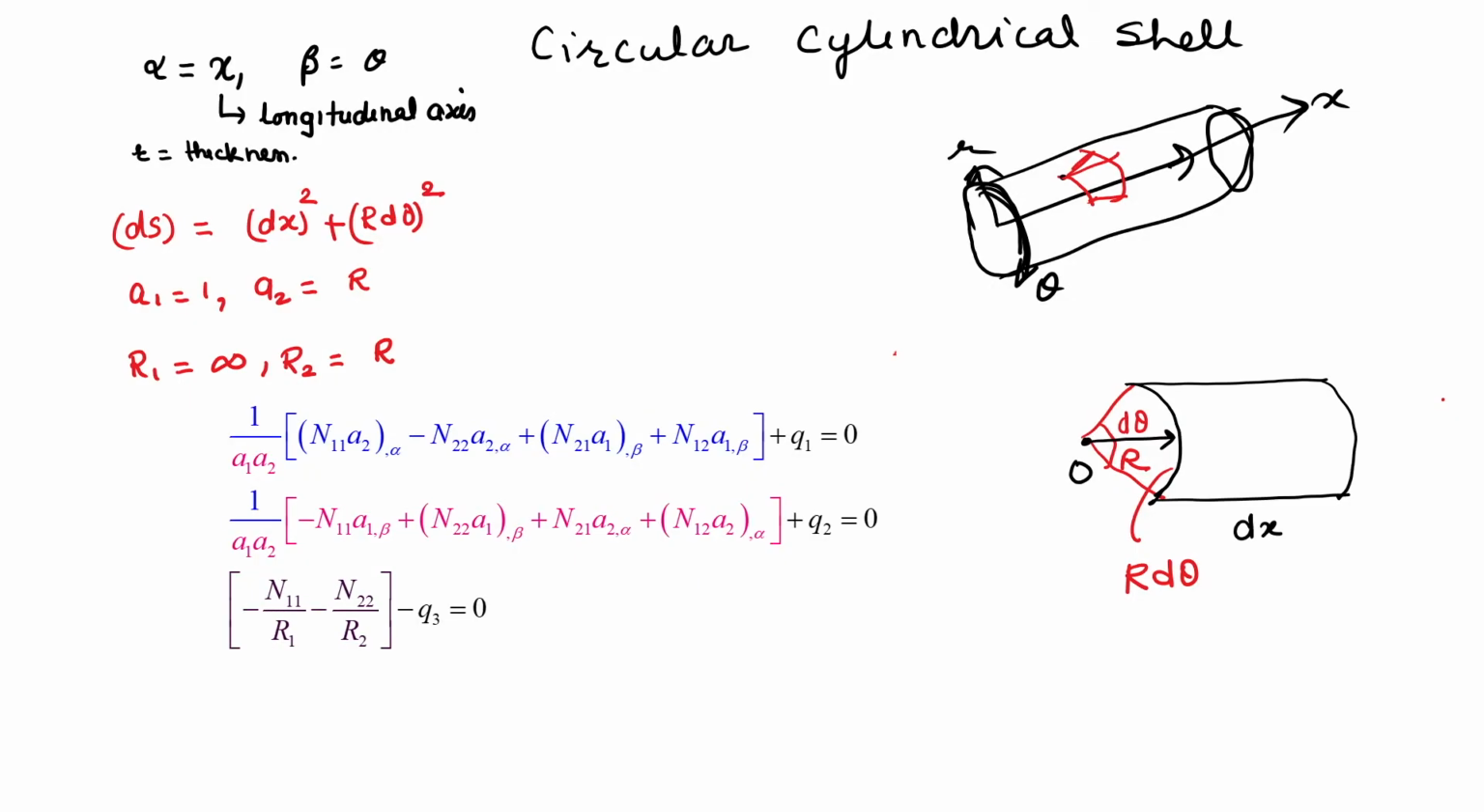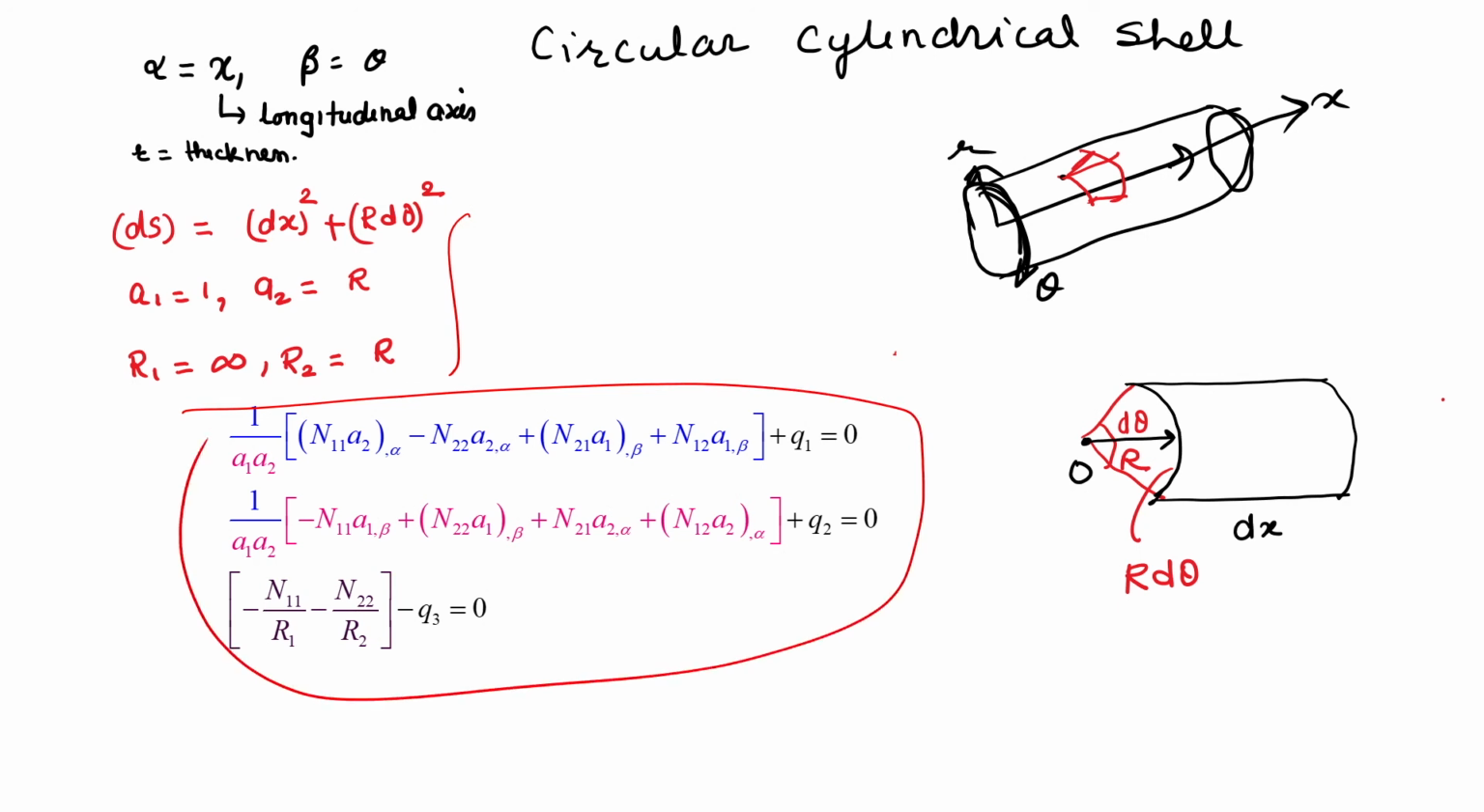Now, in the next lecture we are going to perform the membrane theory of stresses. I will explain one or two examples taking the circular cylindrical shell. First we will convert using this concept: the longitudinal axis alpha is x, beta is theta, A1 is 1, A2 is R, R1 is infinity, R2 is R. We will first convert these three equations into cylindrical equations, and depending upon the loading and other boundary conditions, we are going to solve these equations. Thank you very much.